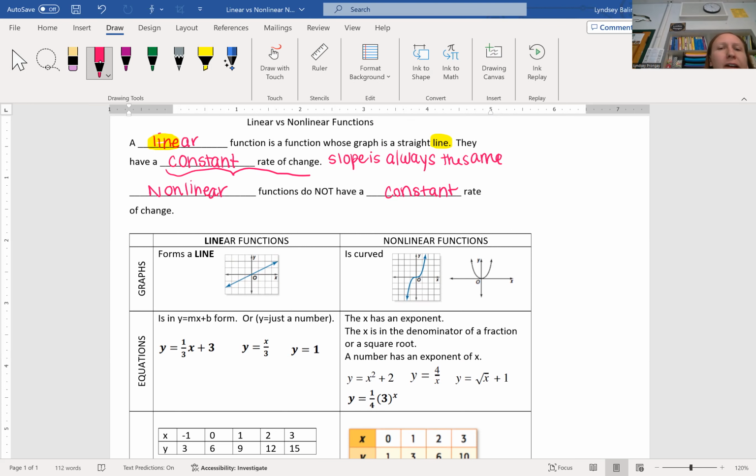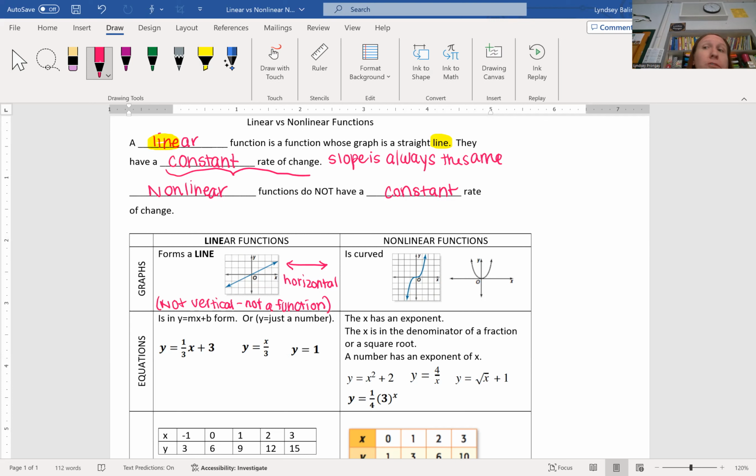It could be a diagonal line. It could also be a horizontal line, like so. I'm going to throw that in there. What it cannot be is vertical. Vertical is that straight up and down, because that is not a function. So that is the only case of a line that is not a linear function, for the sake of not being a function. So diagonal or horizontal lines.